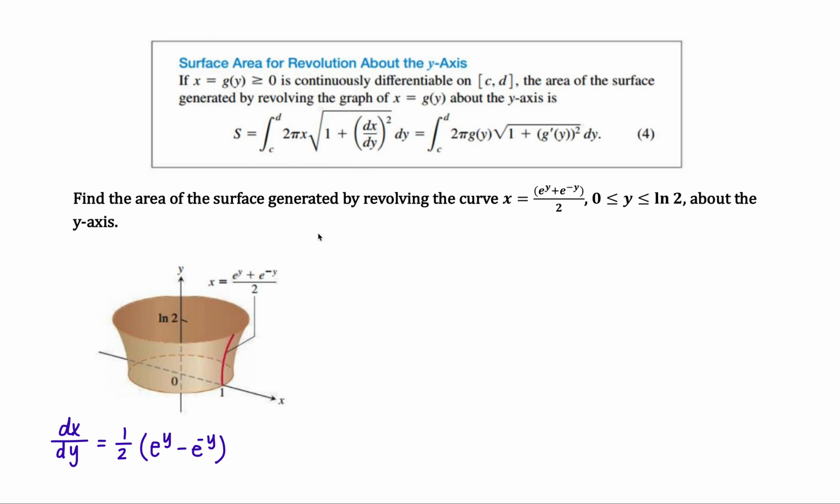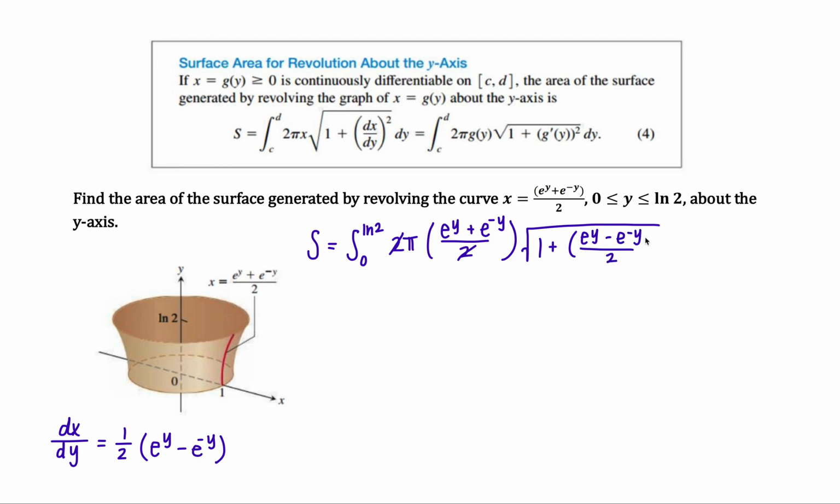So the surface area is going to equal the integral from y equals 0 to y equals the natural log of 2 of 2 pi times that curve x. So that's e to the y plus e to the negative y over 2. And while I'm here, we can go ahead and cancel out these 2's. And then inside the radical, we have 1 plus the derivative squared. I'm going to write the derivative as a fraction. So that's e to the y minus e to the negative y over 2, and that whole thing squared.